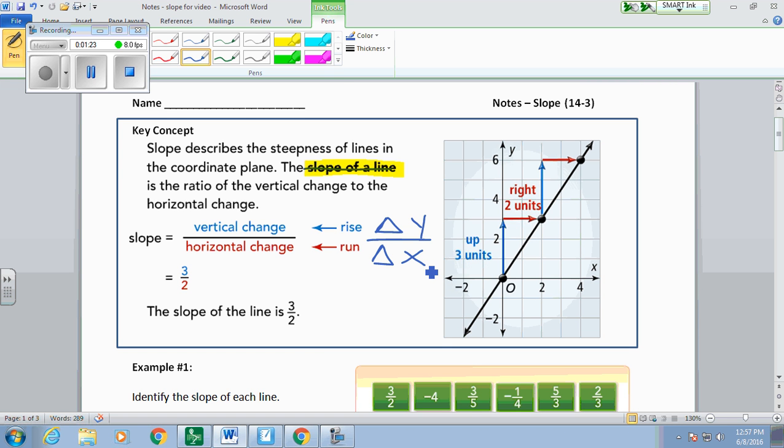Really you can think about slope in three different ways, as I have all three listed here. As a vertical change over horizontal change written this way, rise over run is another way to think about it, or even just writing change in y over change in x.